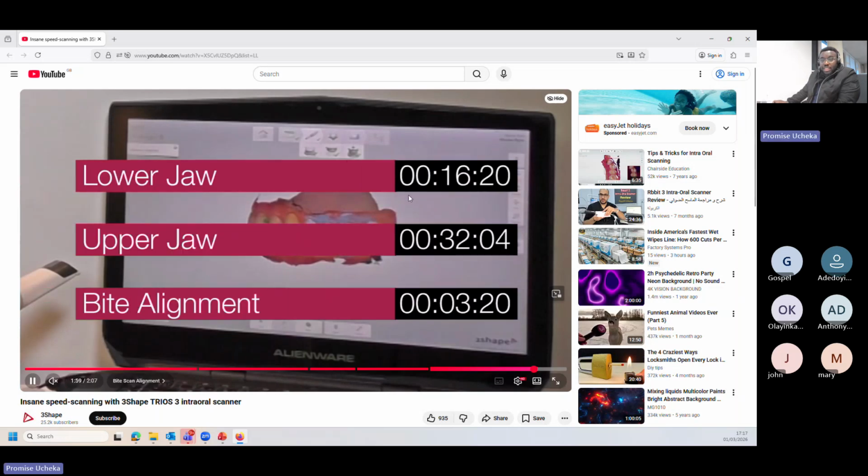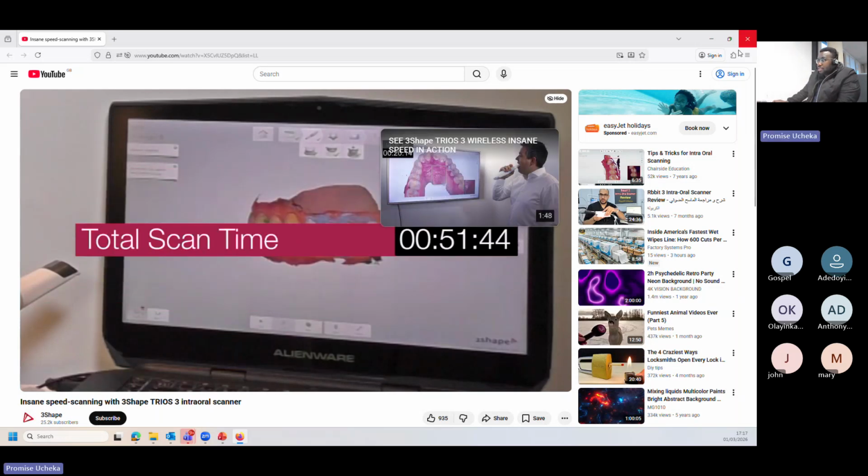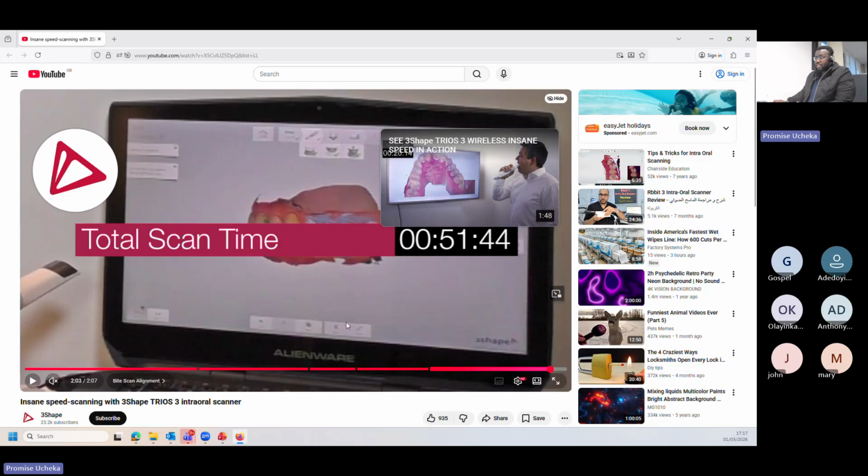Okay, so if you noticed, I paused the video a few times to highlight certain important things. There are a few things that I expect you to have noticed from this video. First of all is the time that it took to do the entire scan. You can see the time here. Total scan time is less than 1 minute. Now you see the sequence. Did you notice when he was changing the camera tip, based on where he was going? If he wanted to do the lower one, and when he wanted to do the upper one, you noticed when he was doing that, right? Did you also notice how he registered the bite?